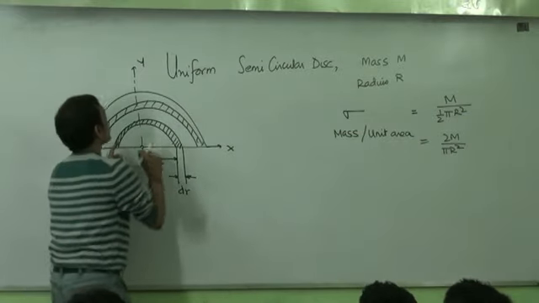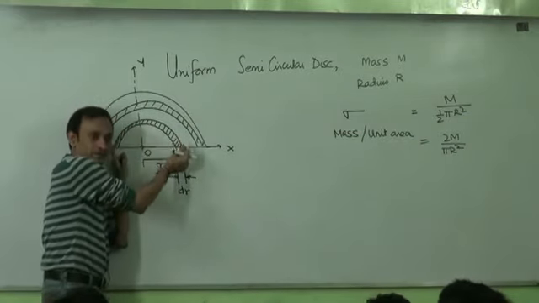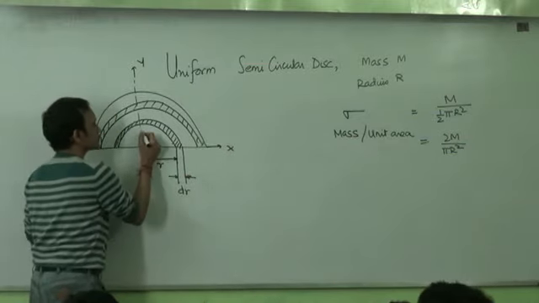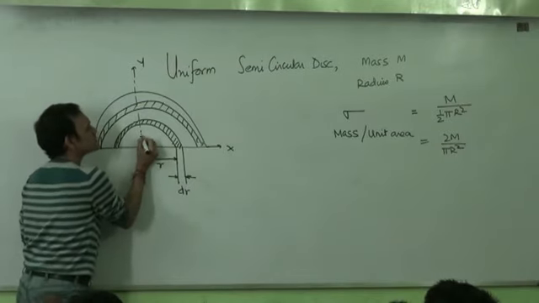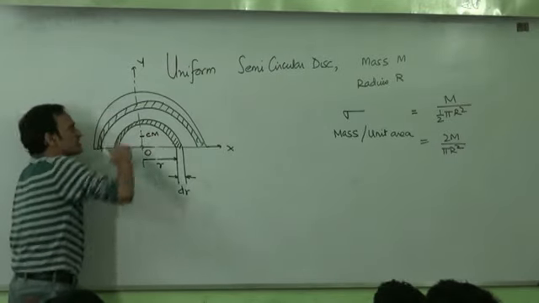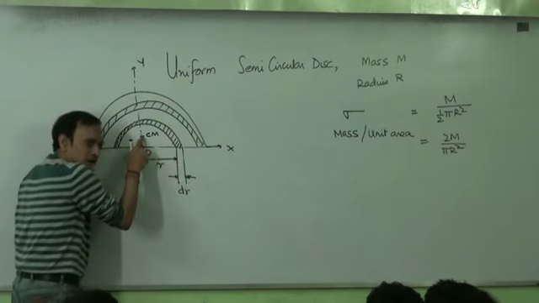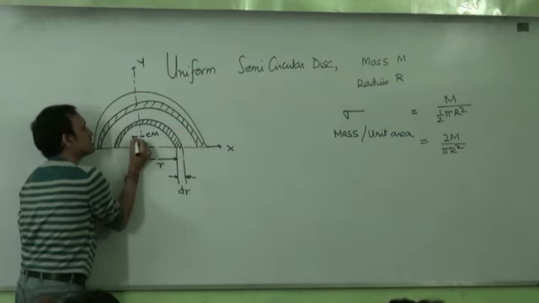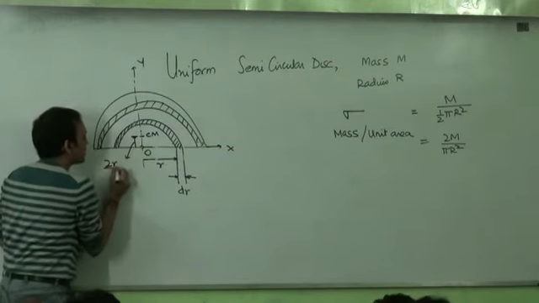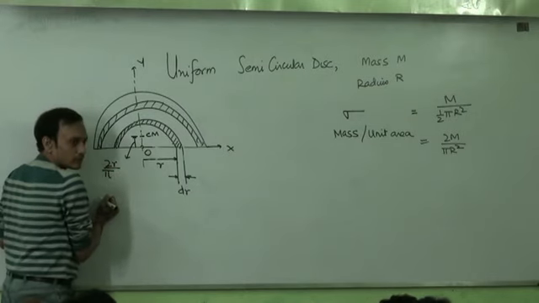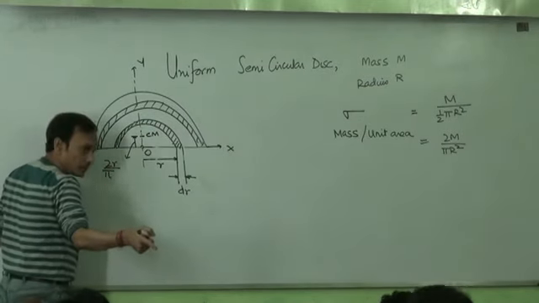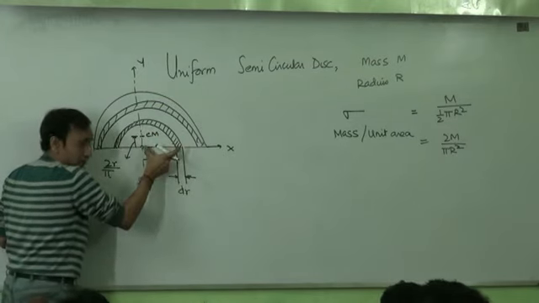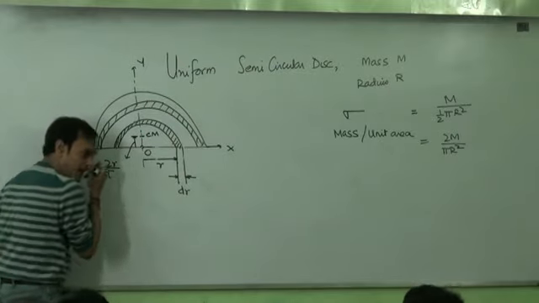So let me look at one such ring. In this one ring, radius r, it will have its own center of mass here. This entire ring could be replaced by a point mass placed here. What would this be? This ring would have its center of mass at 2r by pi, right? Like we figured out a little while ago, the center of mass of this ring would be at a distance 2r by pi. Small r is the radius of this ring, right?